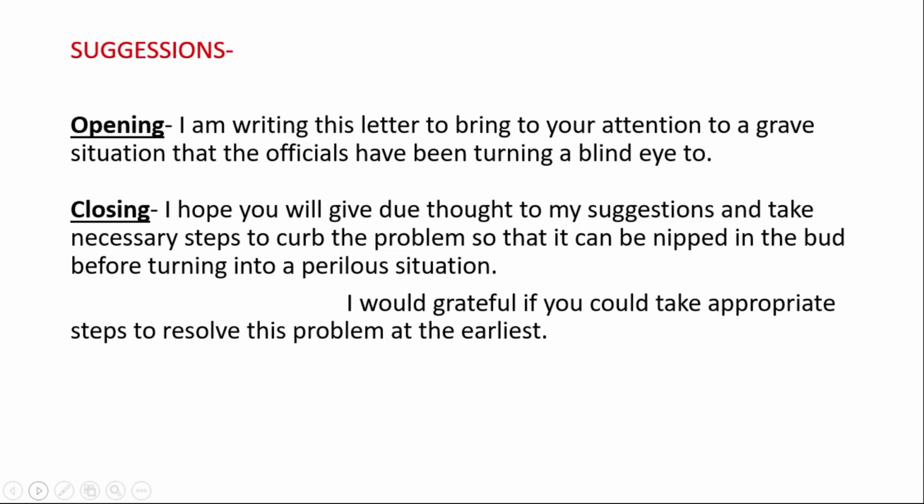Next is if it is the letter of suggestion. Your opening line could be, I am writing this letter to bring to your attention a grave situation. Grave means something deep, some very deep situation that the officials have been turning a blind eye to. Now, turning a blind eye is an idiom which means ignoring. Okay. The closing line could be, I hope you will give due thought to my suggestions and take necessary steps to curb the problem. Curb means control.